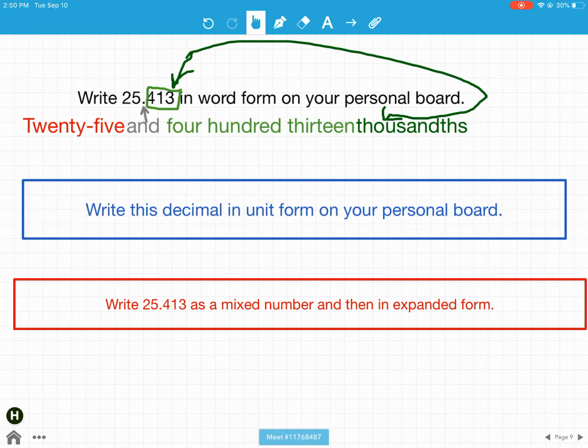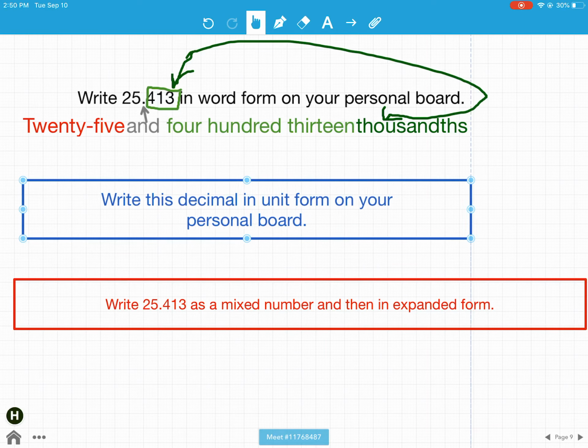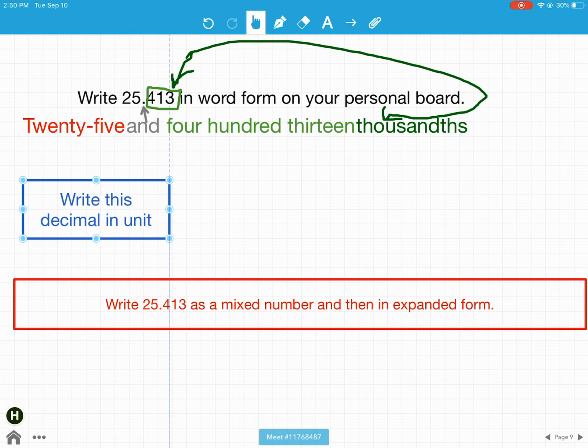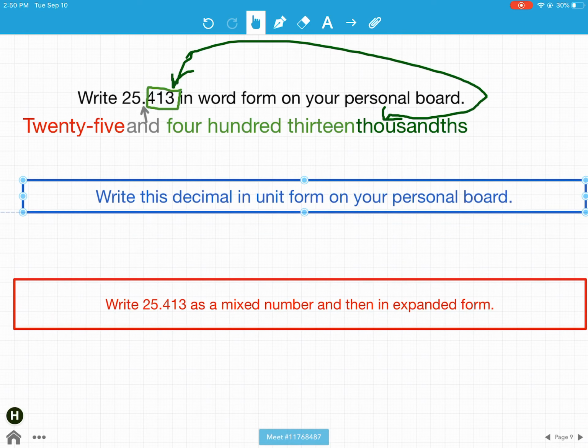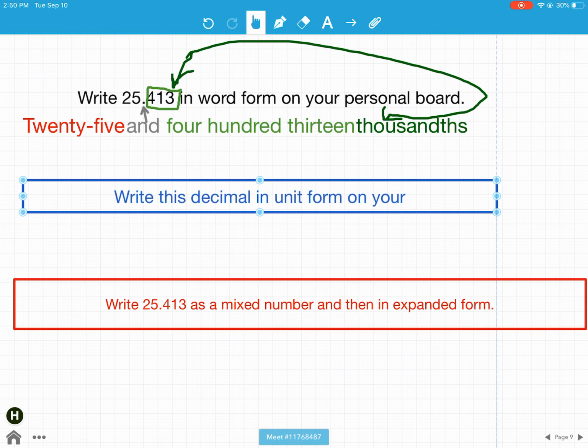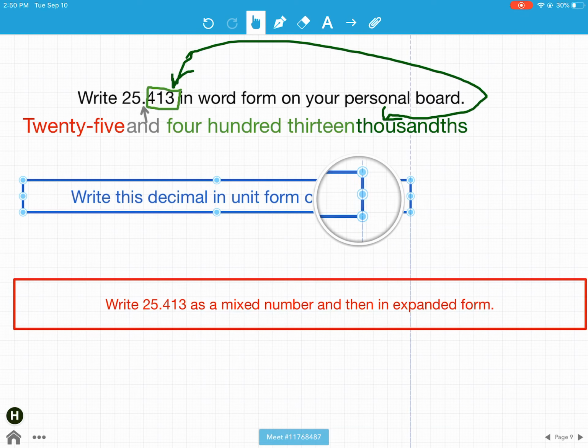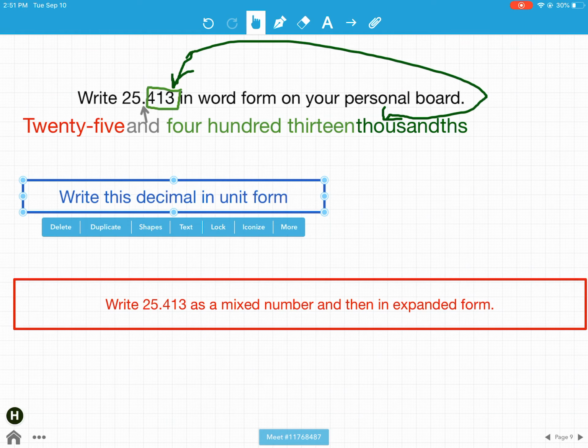Now it says to write it as a mixed number and then an expanded form. Well, it doesn't have that on the homework, so I'm going to skip that. That's the bottom one that you see right there. We'll come back to it in a different lesson. But write this decimal in unit form on your personal whiteboard. So we're just going to write this, we're not going to do it on a personal whiteboard. So we'll just do it in unit form.